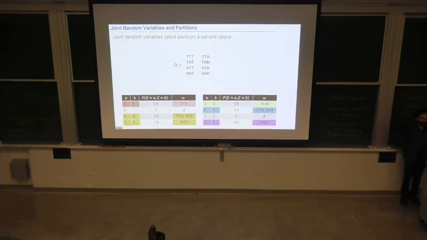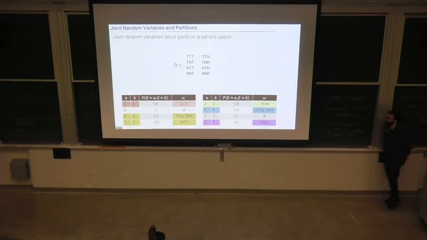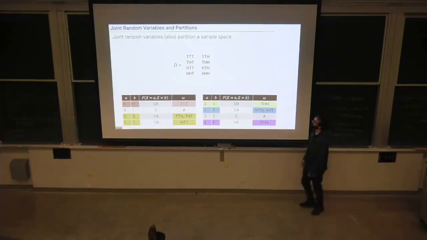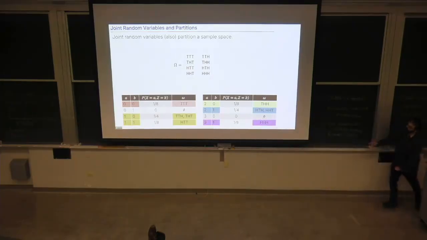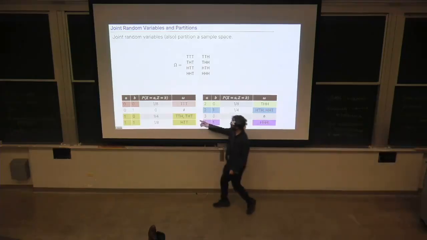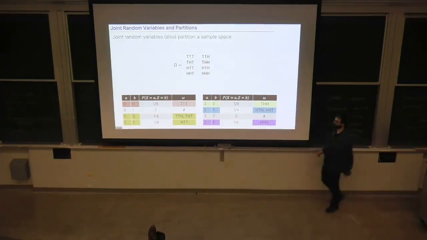Joint random variables also, just like regular old singletons, I'll call them, partition a sample space. So here are a bunch of different colors here. These bottom 2 colors are actually distinct. That's okay. The projector doesn't make that clear, sorry.